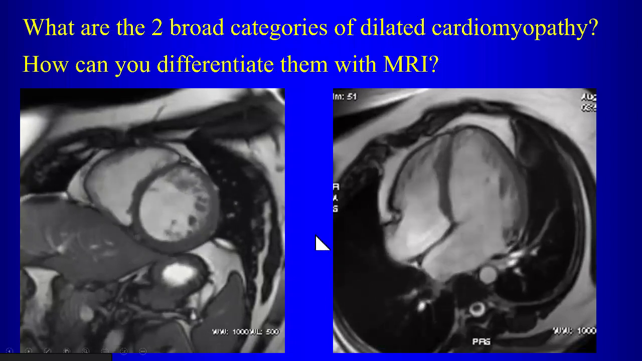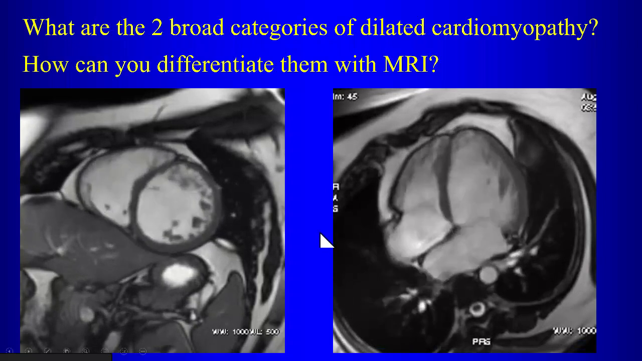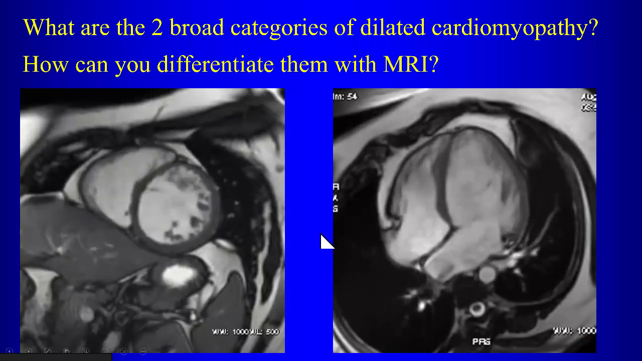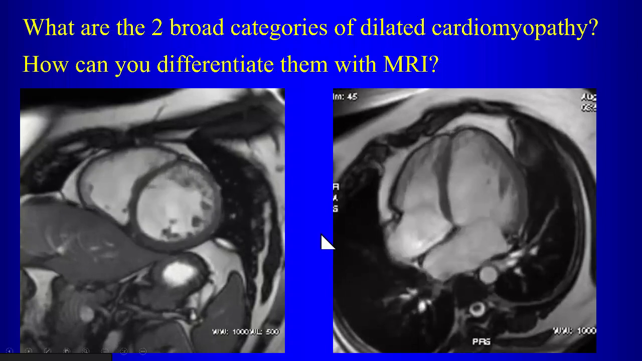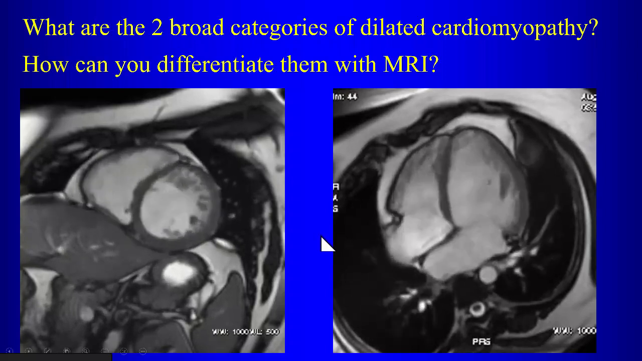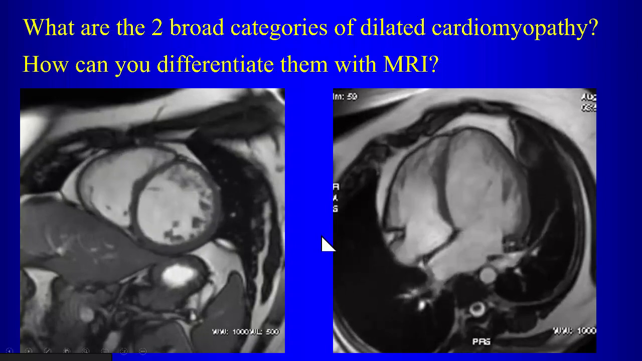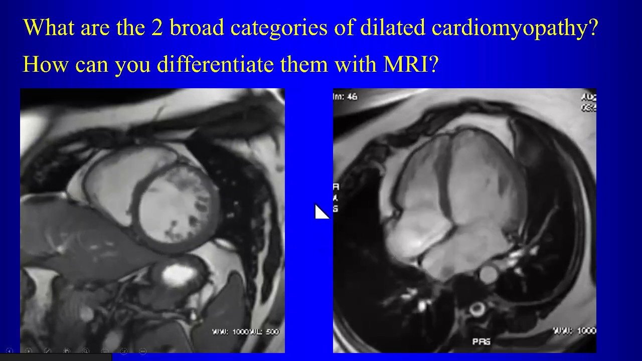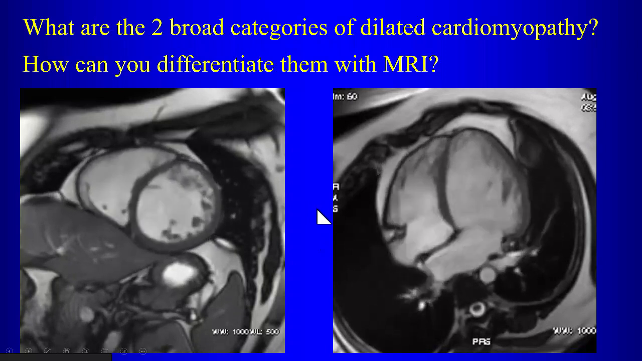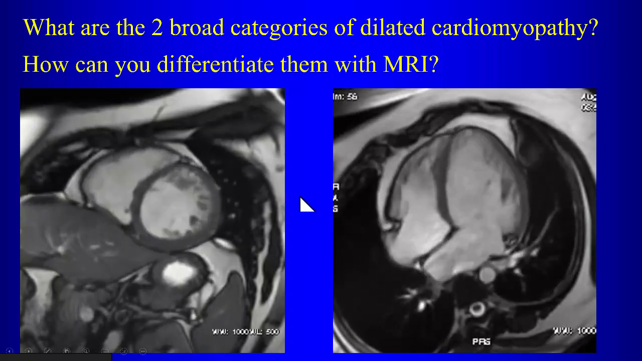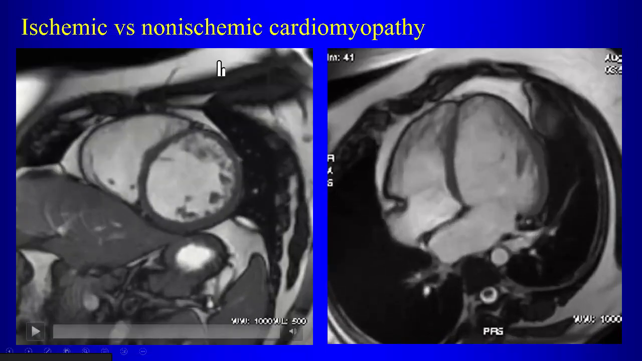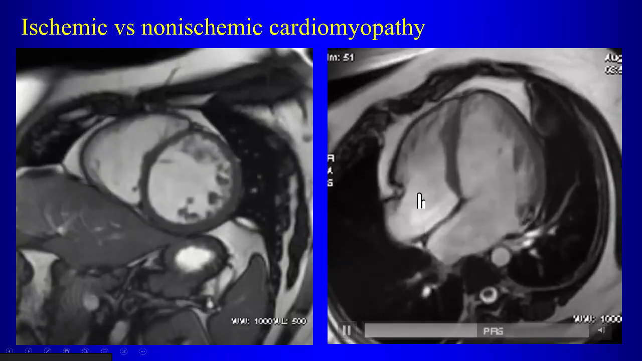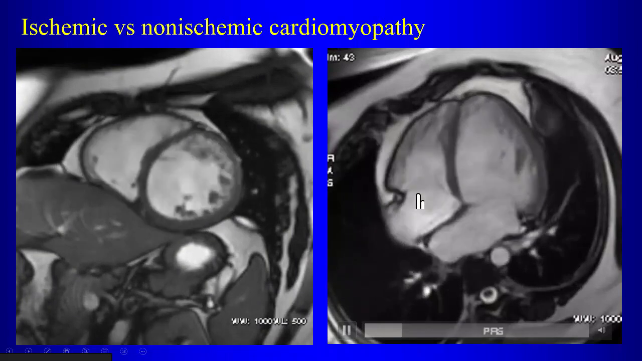There are two broad categories of these dilated cardiomyopathies, right? So what are the two broad categories of dilated cardiomyopathy that MR can help distinguish between? What are they? Ischemic or non-ischemic? That's right, ischemic or non-ischemic, right? So is the cardiomyopathy secondary to ischemia or is it a non-ischemic cause of myocardial injury? Right? So ischemic versus non-ischemic cardiomyopathy, especially dilated cardiomyopathy, is what we're trying to differentiate.